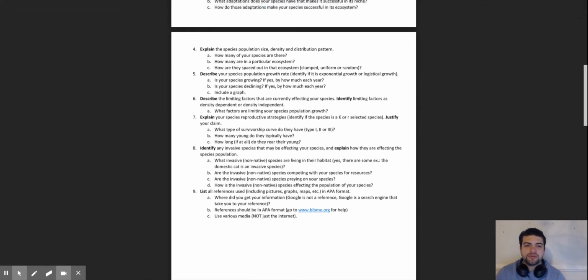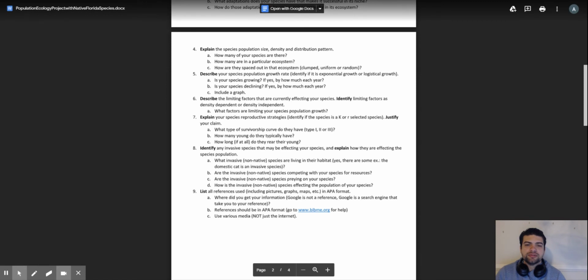Population growth rate, if you don't know what this is, just look it up. It's very simple. It's whether or not the population, when they mate, grows exponentially, meaning it just rises very, very high, or it's going at a logistic growth rate, which means it goes up and then it tapers off once it hits a certain level.